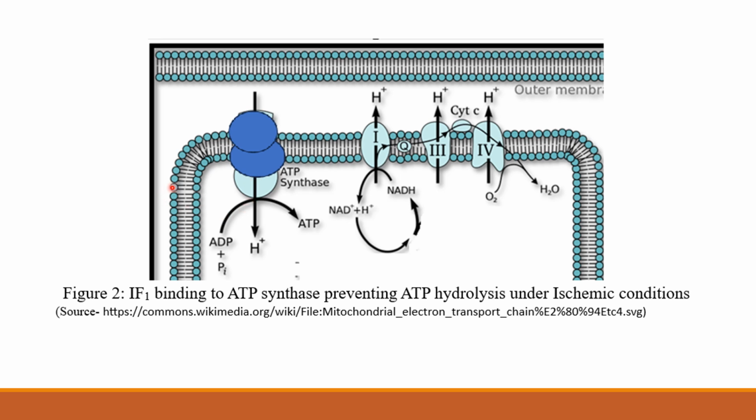And meanwhile, when the pH of the cell is restored, that is, it starts gaining pH above 6.5, then this will come off. So what's happening? Again, ATP synthase is free and it will start restoring its function, which is nothing but synthesis of ATP. So this is how IF1 binds to ATP synthase and prevents hydrolysis of ATP under ischemic conditions.